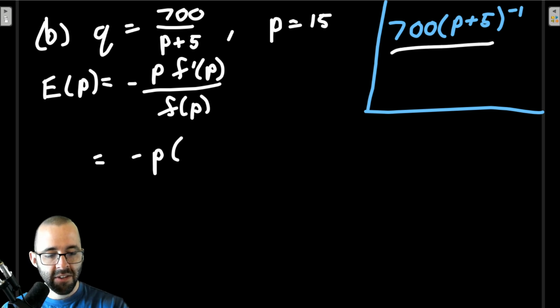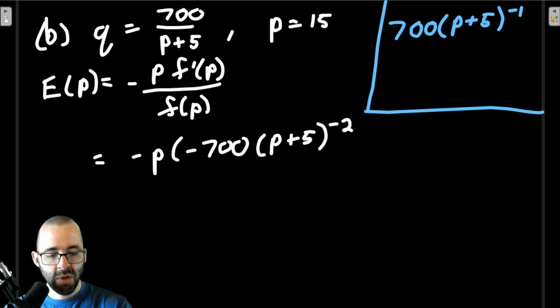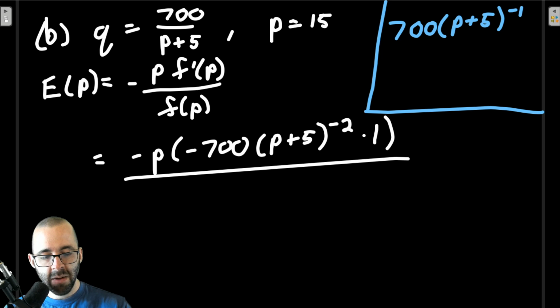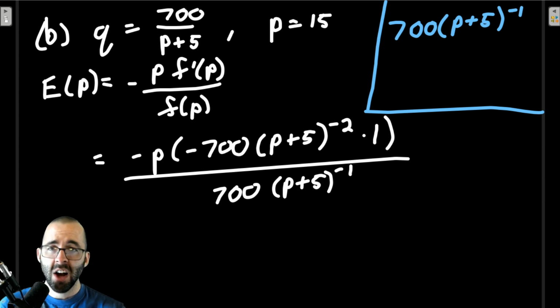So the derivative of this function is a power rule. Bring down the negative. It becomes negative 700. Inside stays the same. Subtract an exponent. Multiply by the derivative of the inside. Right? The derivative of P plus 5 is 1, which is nice. All right, and we divide by the original function. I'll write that as 700 times P plus 5 to the negative 1. I'm writing negative exponents here because I really don't want to deal with complex fractions, fractions inside of fractions. And we do, but it looks a little nicer here.